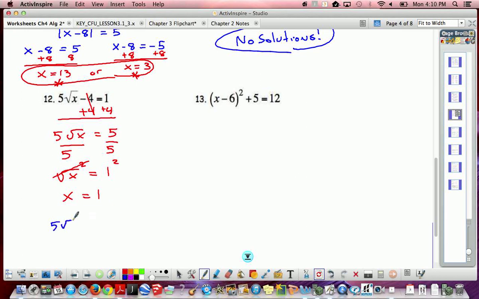I can check that if I want to see to make sure if it's right. Does 5 times the square root of 1 minus 4 equal 1? Well, the square root of 1 is 1, so does 5 minus 4 equal 1? Absolutely. So that answer works out beautifully.